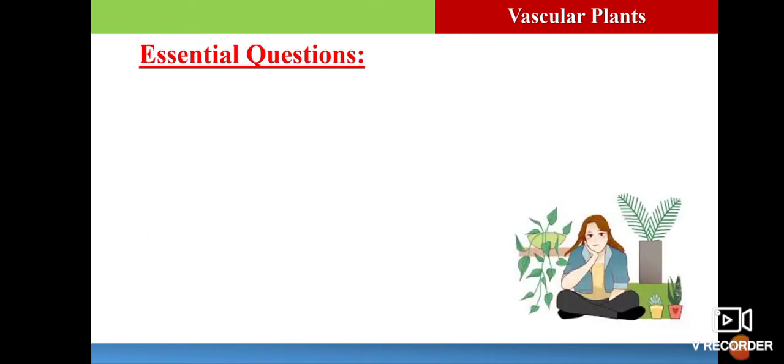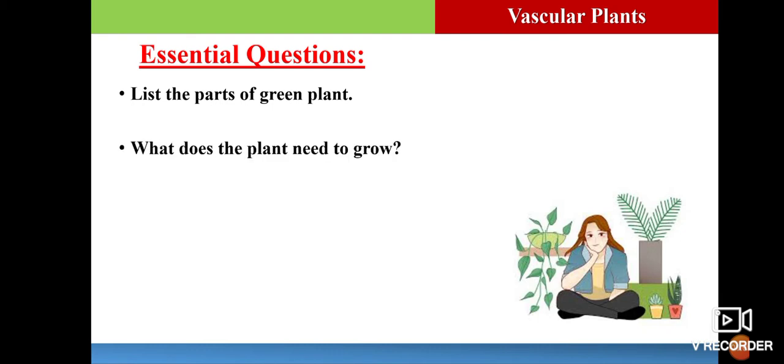Some essential questions that you have to know. First of all, listing the parts of the green plant. Any green plant has three main parts. They are the leaves, the stem, and the roots. What does the plant need to grow? Any plant needs four factors to grow. They are carbon dioxide, water, mineral salts, and sunlight.